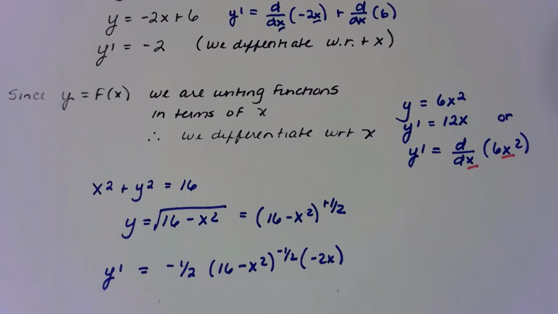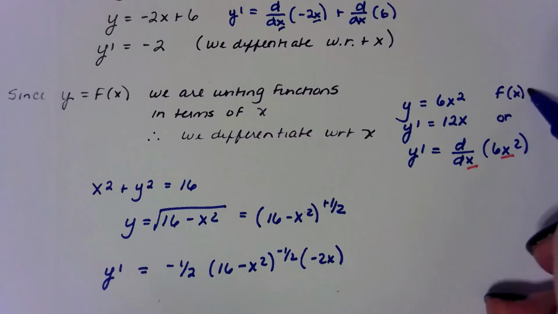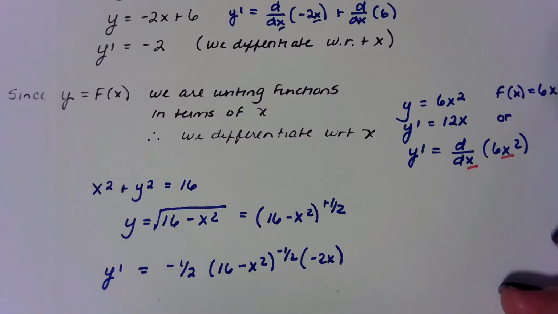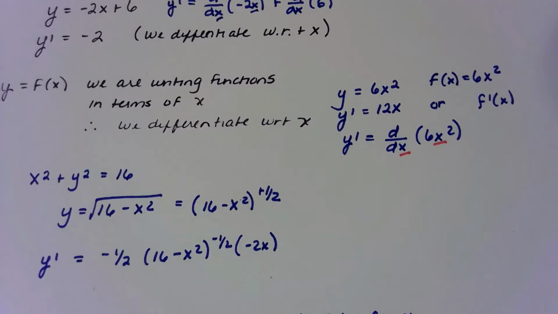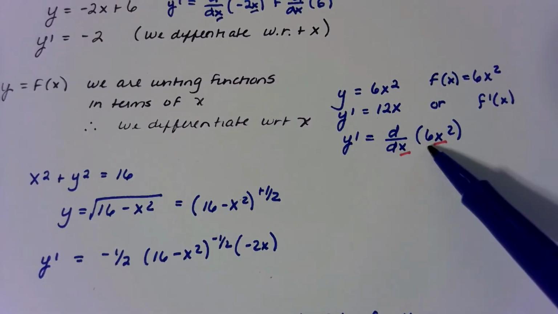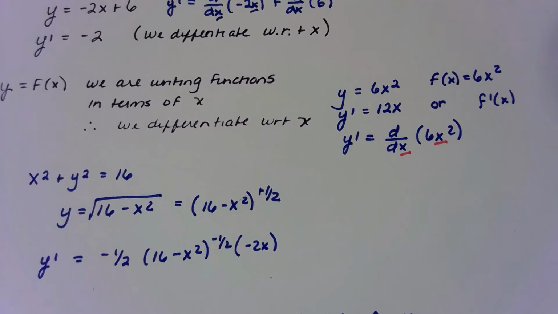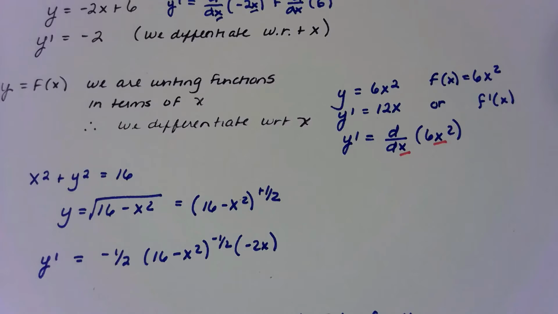Another simple function, I think I wrote this one on the board or something similar, is y equals 6x squared. You can also think of that as f of x equals 6x squared. Well, if I take the derivative, f prime of x, or y prime, whatever you want to call it, because remember, they mean the same thing, then what we're really saying is what is the derivative with respect to x of 6x squared? And again, this variable matches that variable, and so we just take the derivative and say it's 12x, and we're done.